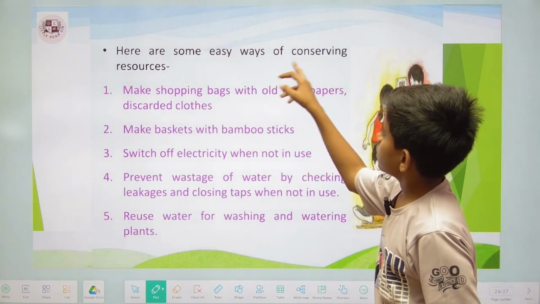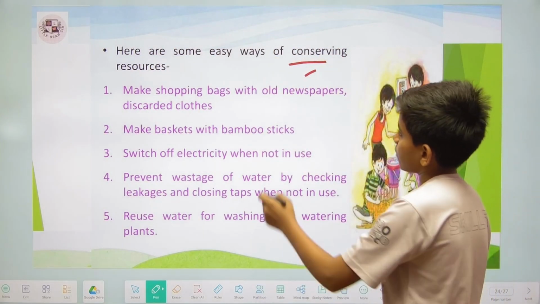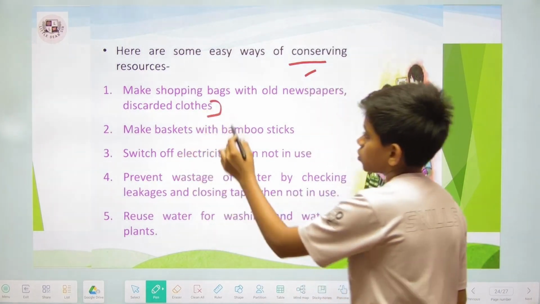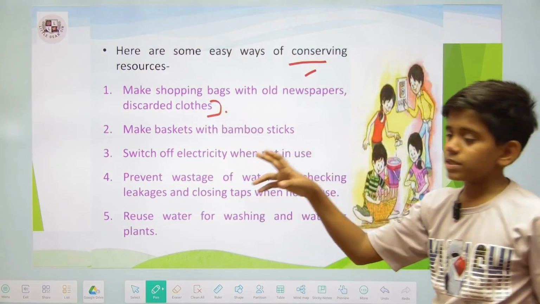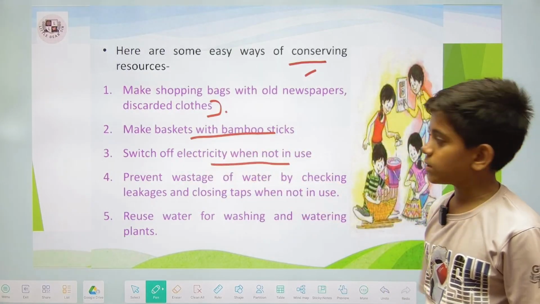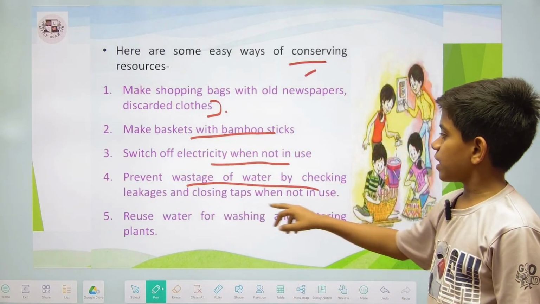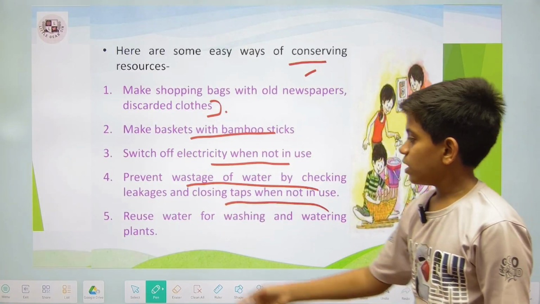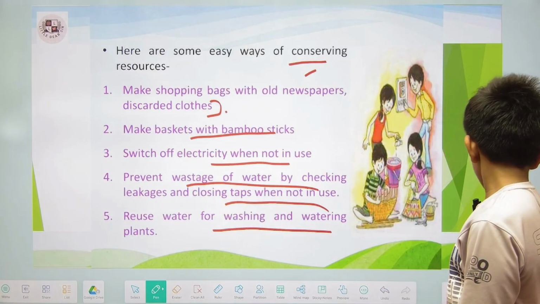Here are some easy ways of conserving resources. Make a shopping bag with old newspaper, discarded clothes, so don't use the plastic ones. Make a basket with bamboo sticks. Switch off electricity when not in use. Prevent wastage of water by checking leakages and closing the tap when not in use. Reuse the water for washing and watering plants.